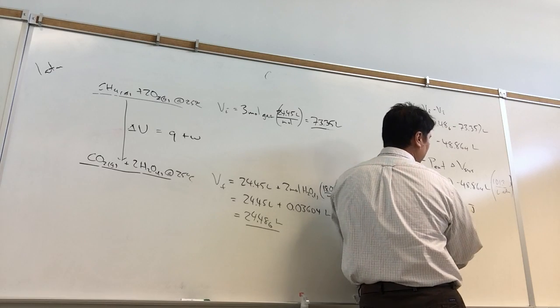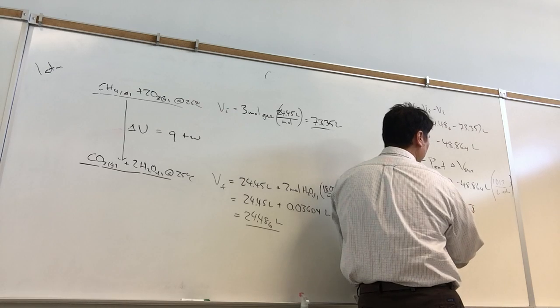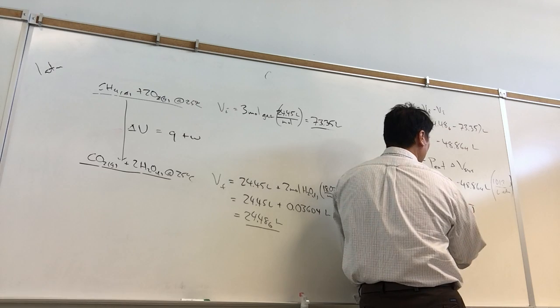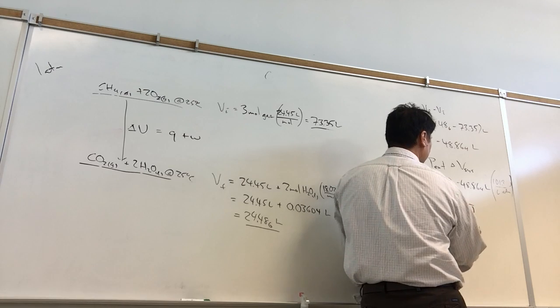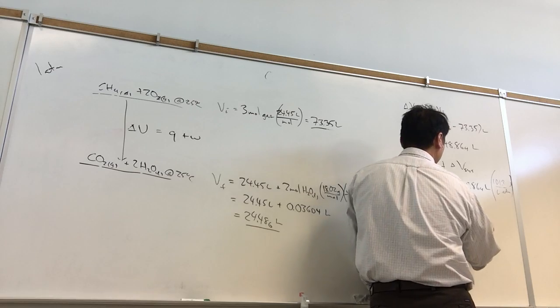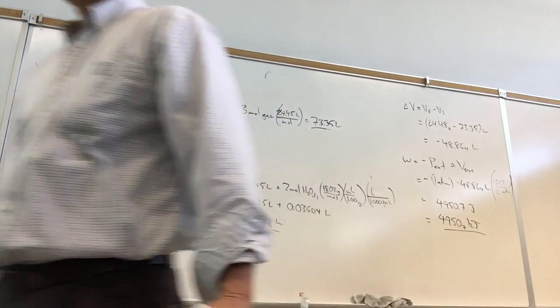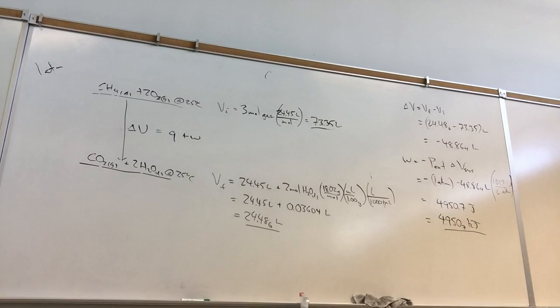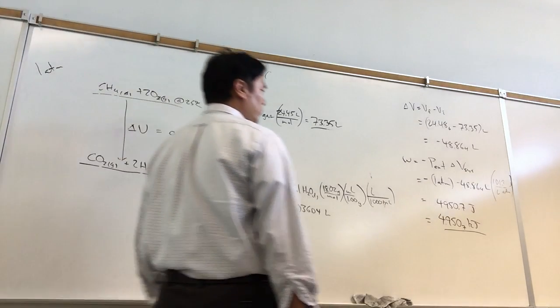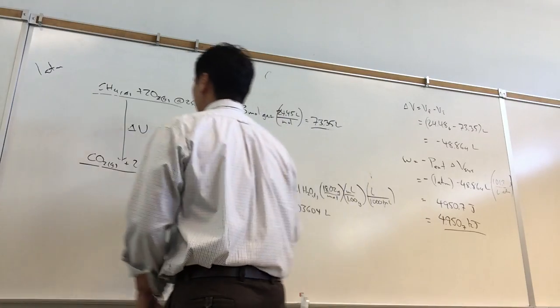How many sig figs are we allowed? 4. So 4.950 sub 7 kilojoules. We usually write kilojoules because when we look at delta U's, delta U's are on the order of kilojoules. And so kilojoules will be our standard unit of this. And so about 4.9 or 5 kilojoules.